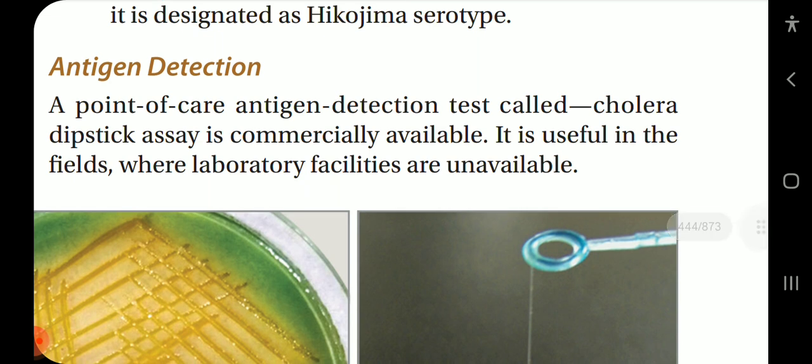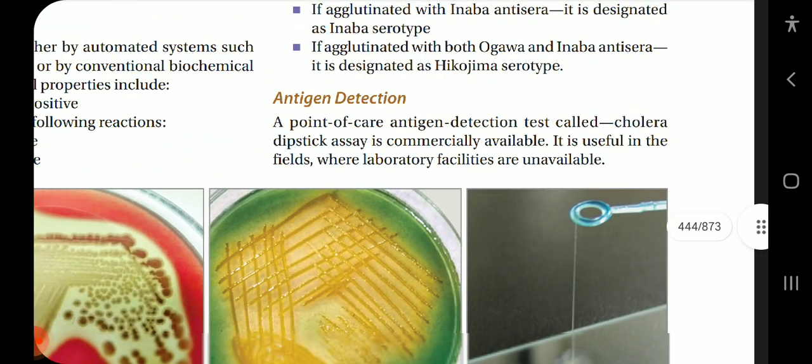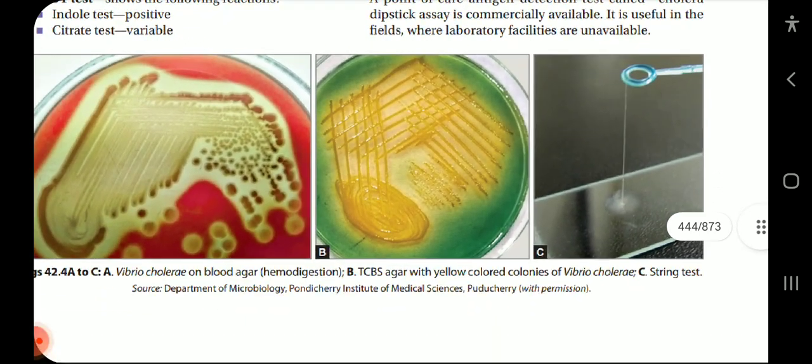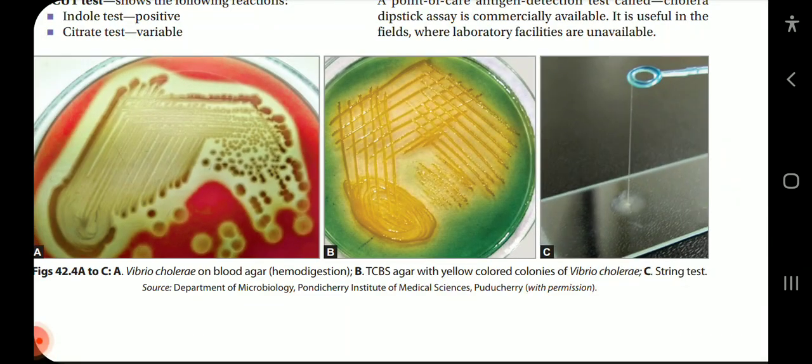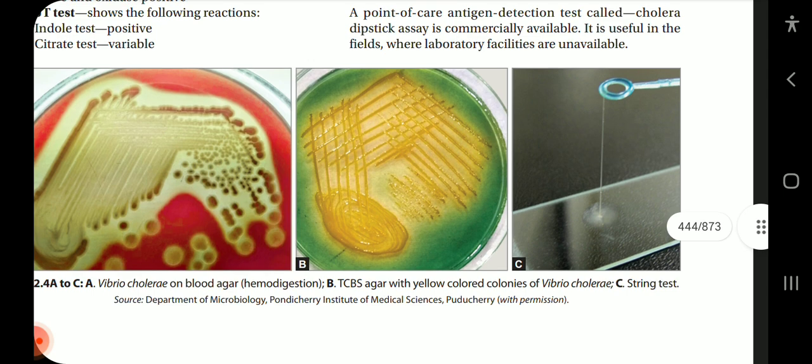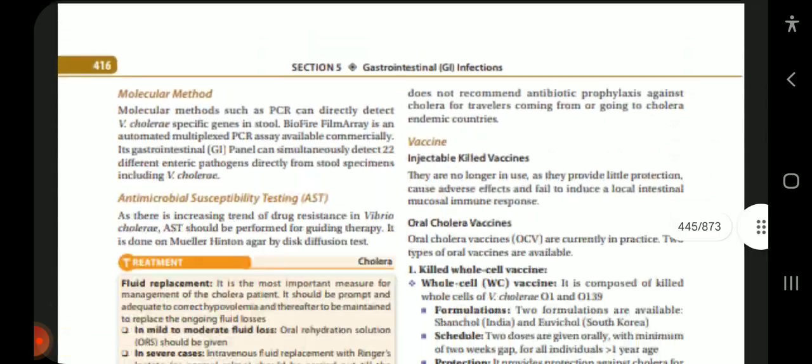Antigen detection: a point-of-care antigen detection test called the cholera dipstick assay is commercially available. It is useful in the field where laboratory facilities are unavailable. Now in this diagram we can see Vibrio cholerae on blood agar, where the hemodigestion is visible, and on TCBS agar with yellow colored colonies of Vibrio cholerae, and the string test is also shown in the figure.